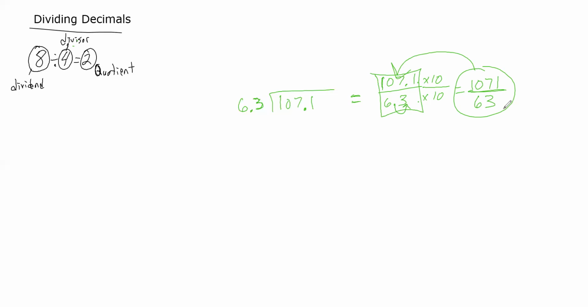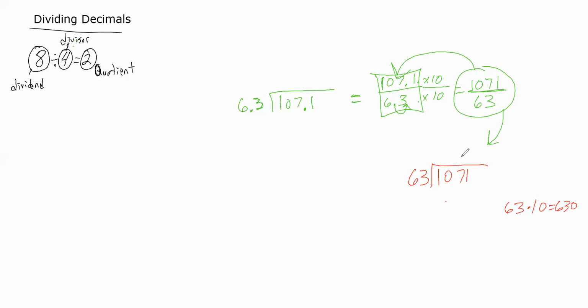And I have now a new division problem. So if I rewrite my division problem now, my new problem is 1071 divided by 63. Now this is a problem I can do. This is a problem I can work with, and it doesn't change the value. So I can think about how 63 times 10 is 630, and that's kind of close. So I can work with that.